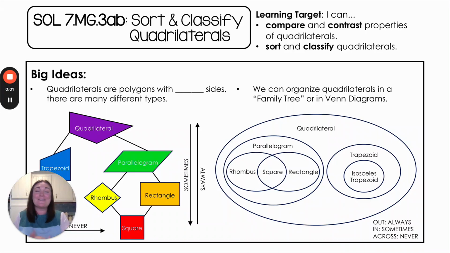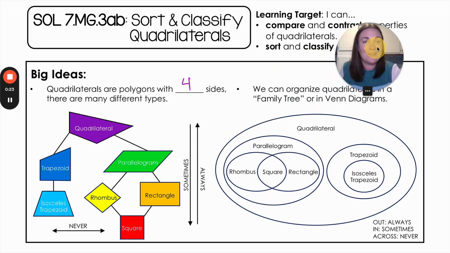Hello everyone, today we're going to talk about how to sort and classify quadrilaterals. So what is a quadrilateral? It's a polygon, which is a fancy way to say a shape that has four sides. So anything that has four sides, we call it a quadrilateral. We have some specific quadrilaterals we're going to talk about in this video, and there are two main ways that we organize them. So we can either have a family tree or a Venn diagram.